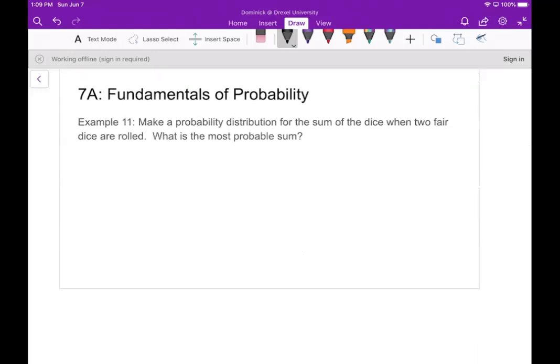Okay, now in this next example, we're going to make a probability distribution for the sum of the dice when 2 fair dice are rolled. And of course, we want to figure out what is the most probable sum. So first, all the possible outcomes would take too long to list, but I'm going to show you the pattern here.